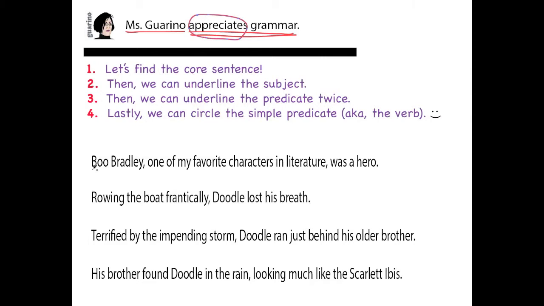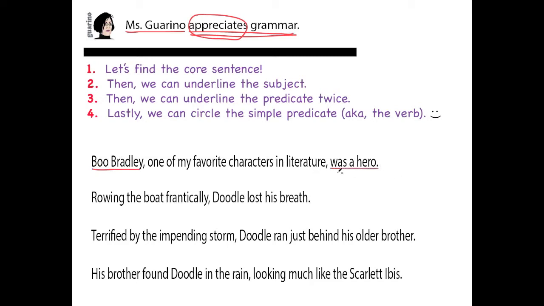In this case, Boo Bradley is the subject of the sentence, the focus of the sentence. So we'll place one line beneath Boo Bradley as the subject. Now, one of my favorite characters in literature is not really part of that Boo Bradley sentence. We're actually looking for the verb that belongs to the acting subject, Boo Bradley. And in this case, the verb is was. Boo Bradley was a hero.